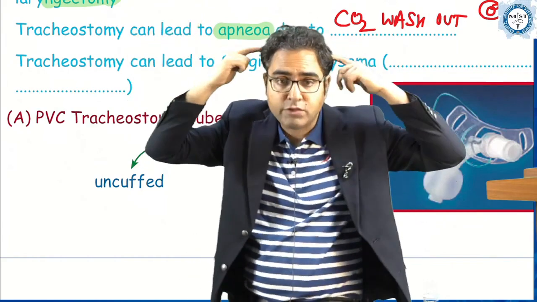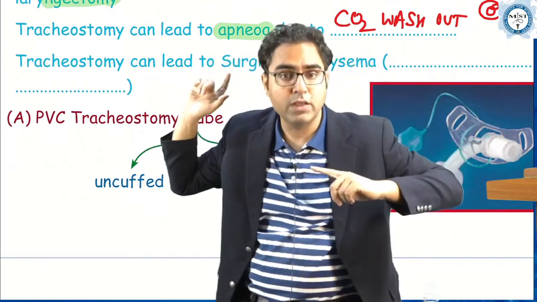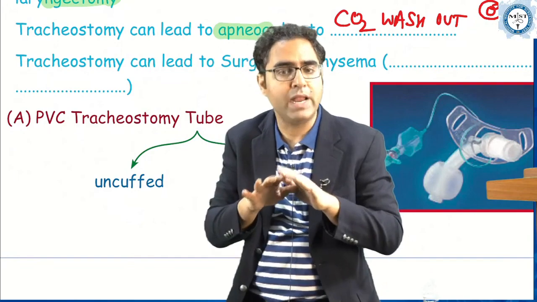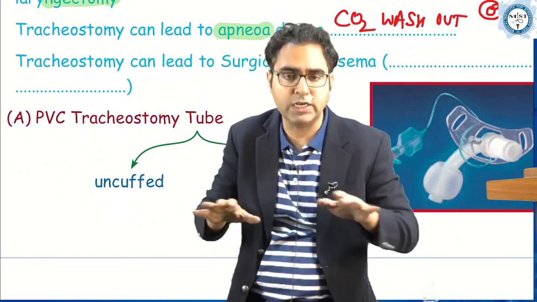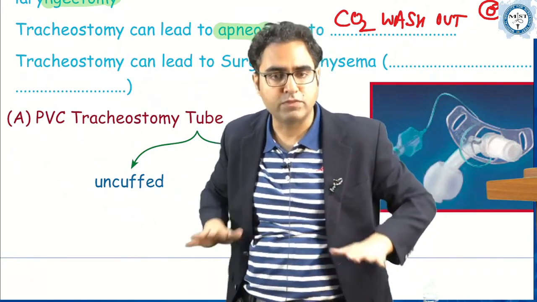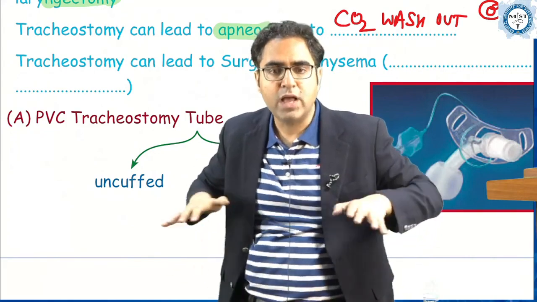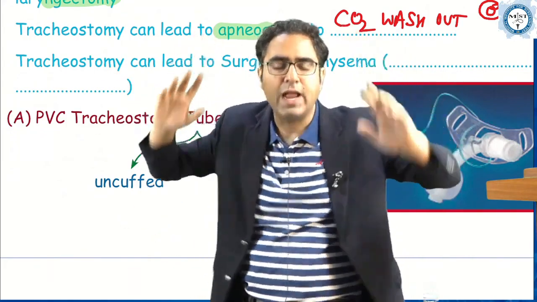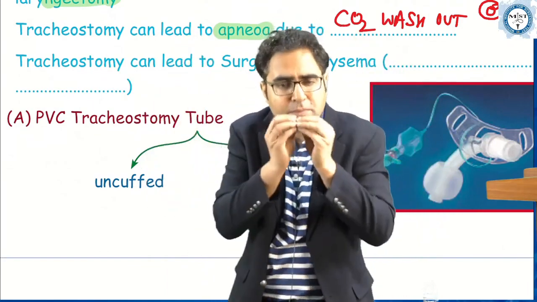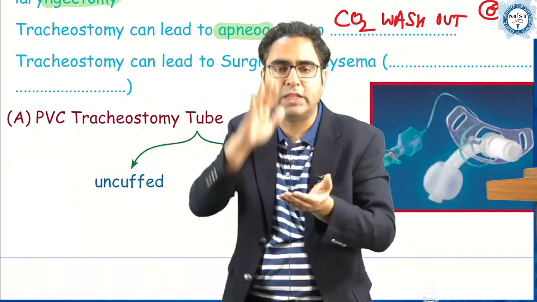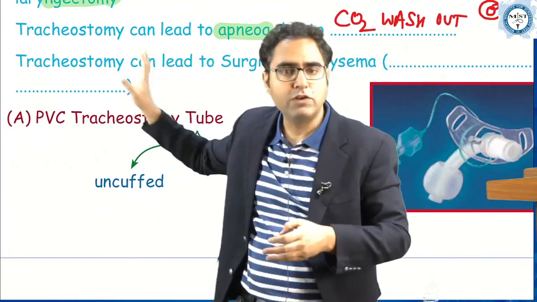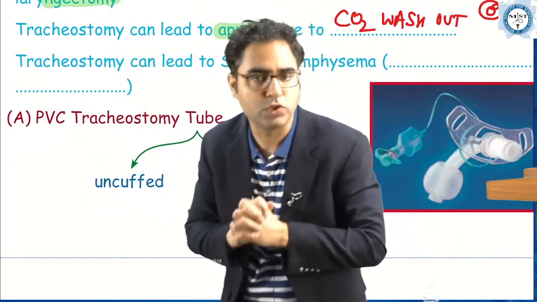The brain respiratory center is stimulated by CO2 only, so the CO2 stimulus is not there. For some time, the respiratory center does not get stimulated and the breathing stops. But within a few seconds, CO2 accumulates again, the respiratory center gets stimulated and breathing starts again. For some seconds after tracheostomy, breathing stops, and that is called apnea. Tracheostomy leads to apnea due to CO2 washout.